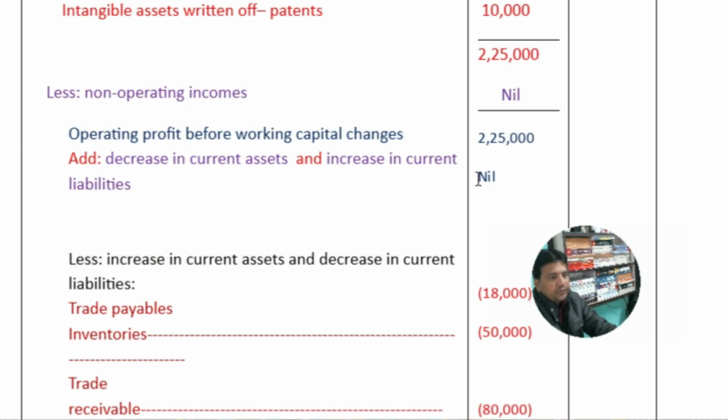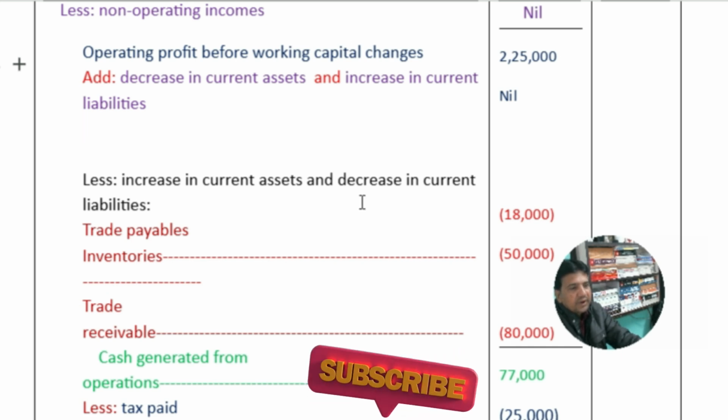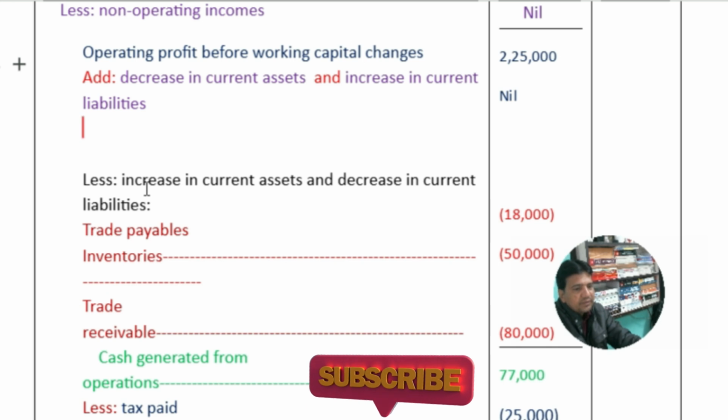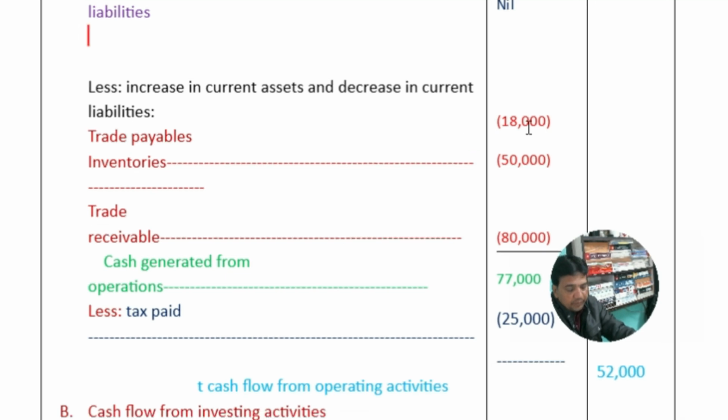This heading amount is nil since there is no decrease in current assets item and increase in current liabilities item. Next, less, increase in current assets and decrease in current liabilities. So this heading having the item trade payables is decreased 18,000. Trade payables is 23,000 in the year 2023 and 5,000 in the year 2024. So trade payables is decreased by 18,000.